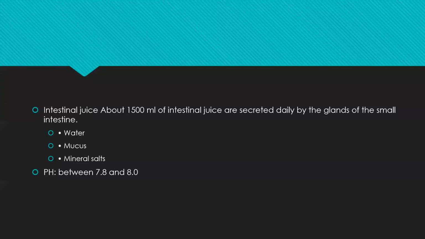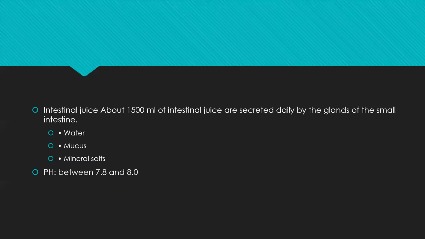Okay, and there will be an intestinal juice that is secreted from the small intestine. Clear? About 1500 ml are secreted daily by the glands of the small intestine. I told you the intestinal glands will be present. Those intestinal glands secrete 1500 ml of intestinal juice daily from the small intestine, which mainly consists of water, mucus, and mineral salts.